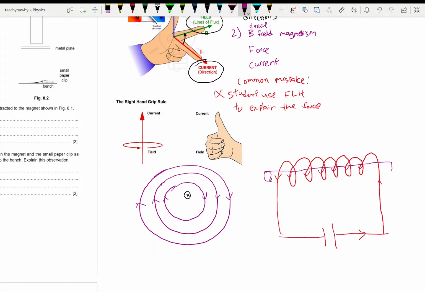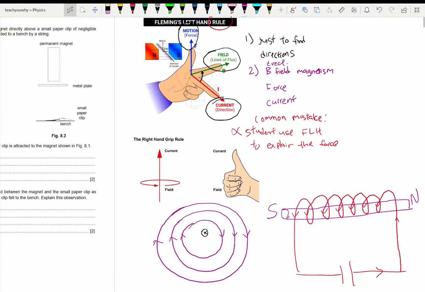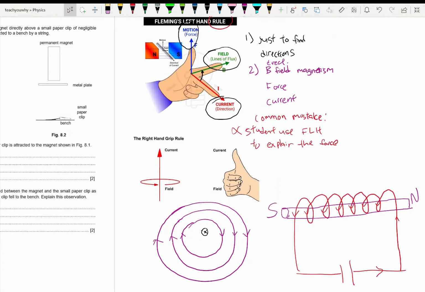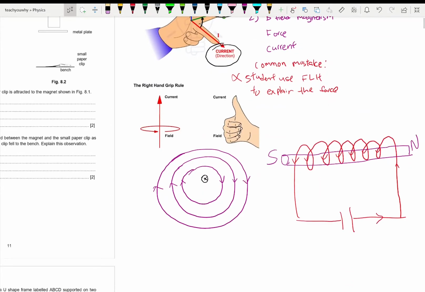Okay. You grip a rod using your right hand, and then you look at where the direction is. So in this case, the direction is downwards. So my north is here, my south is here. Again, I will talk about this in all the examples later. Now, the whole idea here is just to talk about how to use the rules and when to use the rule. So for the right-hand grip rule, most common.